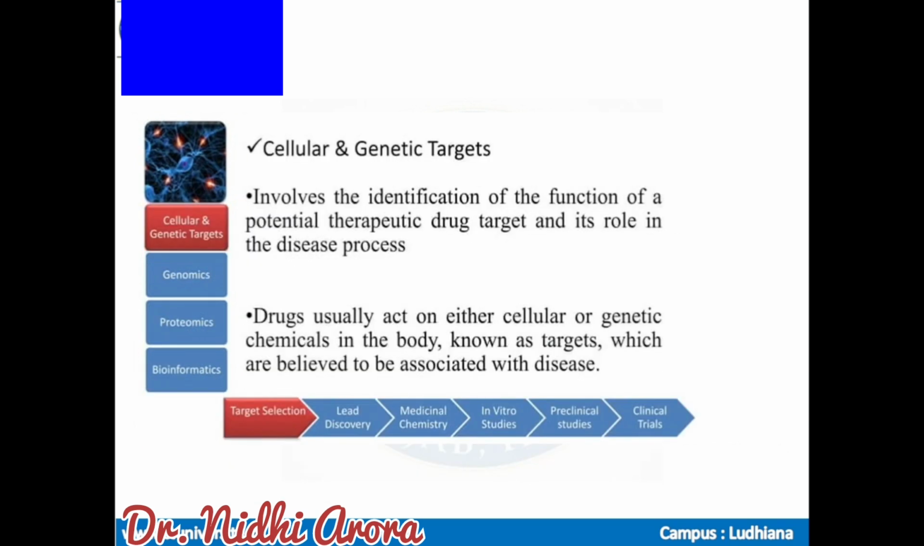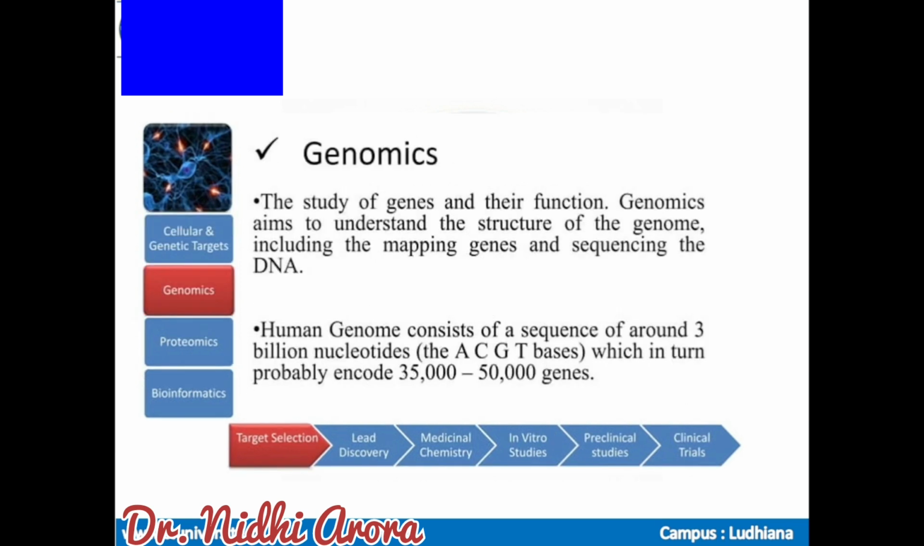And next is the cellular and genetic targets. It involves the identification of the function of a potential therapeutic drug target and its role in the disease process. After that, genomics. It is the study of genes and their functions. Basically, genomics aims to understand the structure of the genome. It includes mapping genes and sequencing the DNA.